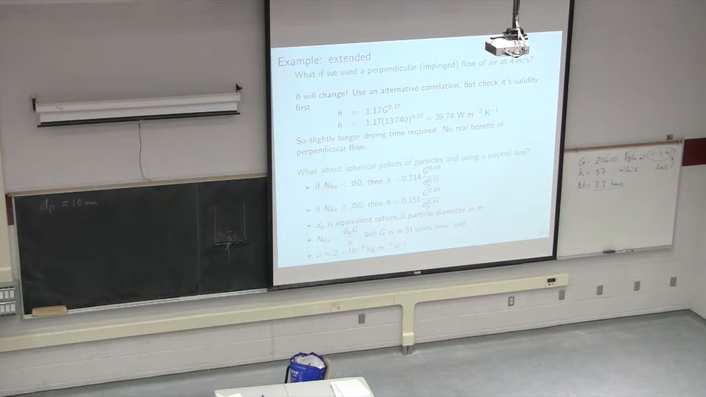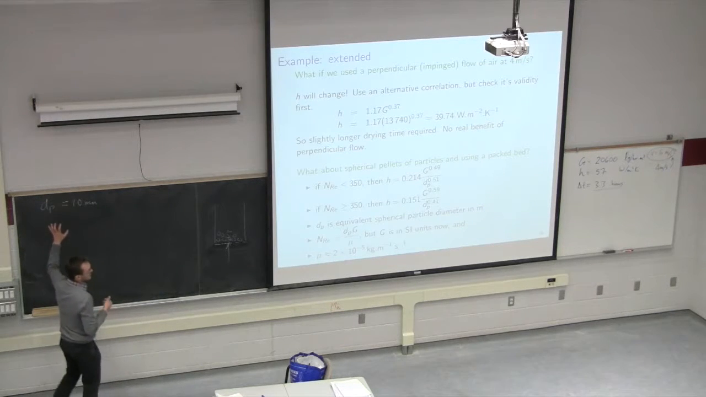This is our third option. We've investigated velocity, we've investigated our dry bulb temperature. Let's go and investigate our particle size now as one option.